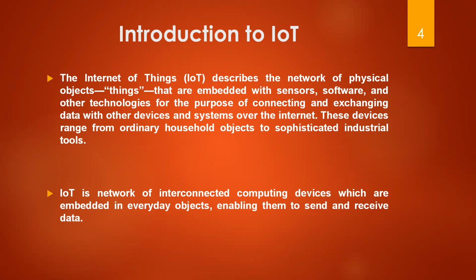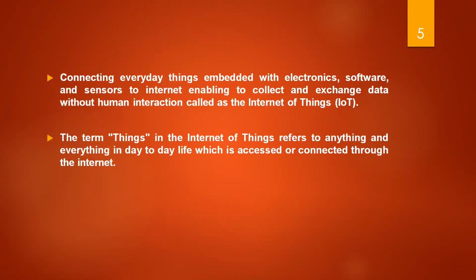So IoT is a network of interconnected computing devices which are embedded in everyday objects, enabling them to send and receive data. Connecting everyday things embedded with electronics, software, and sensors to the internet, enabling them to collect and exchange data without human interaction, is called the Internet of Things.